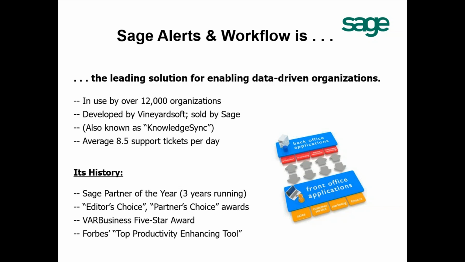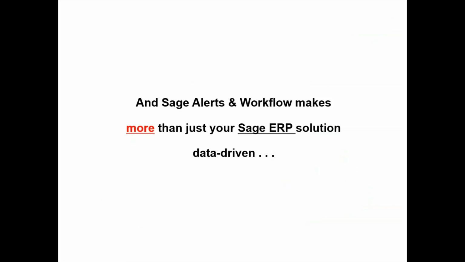It has been the recipient of numerous awards and commendations over the years, which I promise not to bore you with, but I will mention just the last one on the list because that's one I'm particularly proud of. Forbes, an organization that knows a thing or two about business, gave Sage Alerts and Workflow their commendation for top productivity enhancing tool. And when we take a look at what we want to do in business today, that's it in a nutshell. Get the most productivity out of the resources that we have.